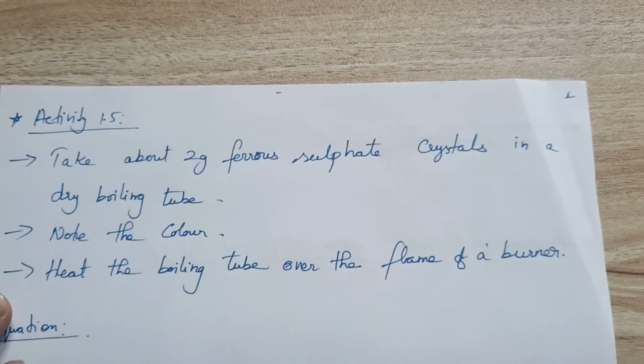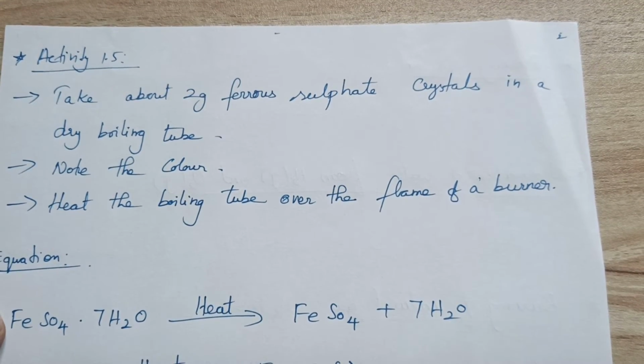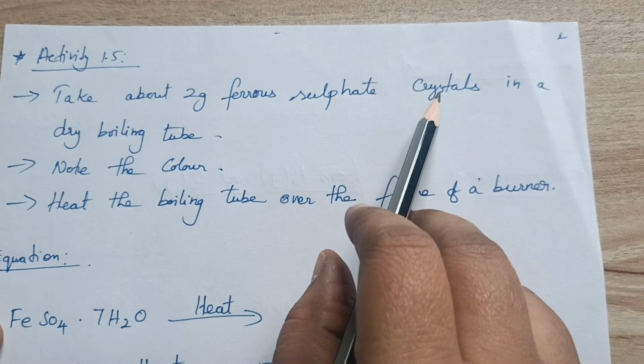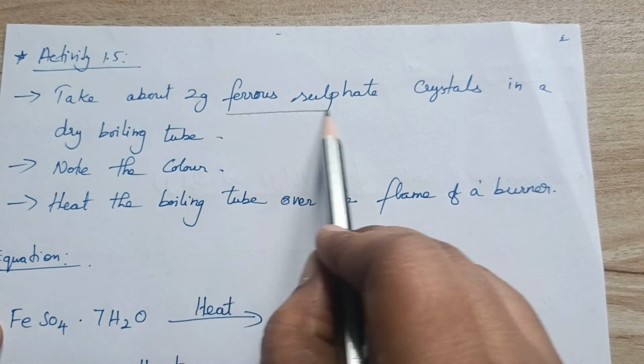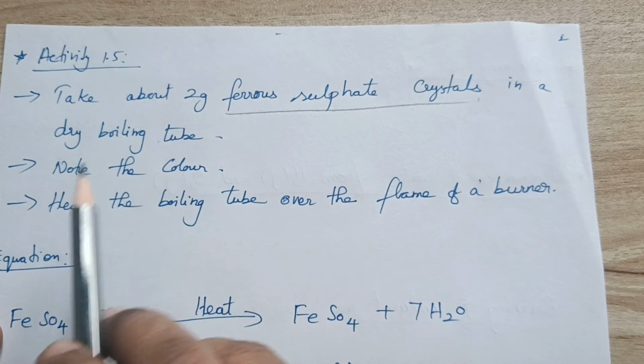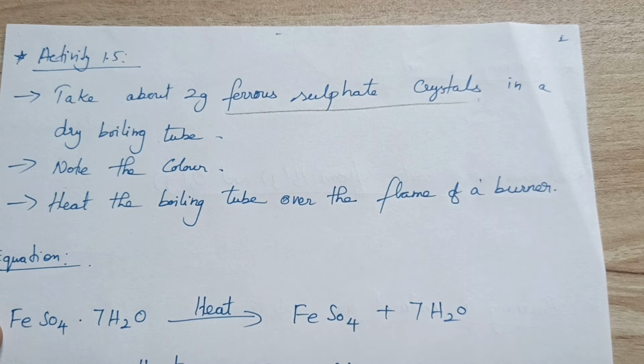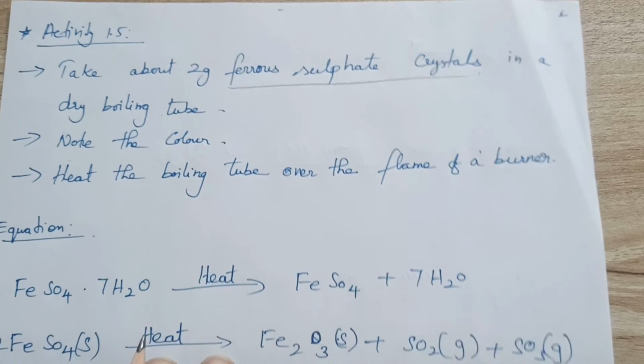Next, your Activity 1.5. So take about 2 grams of ferrous sulfate crystals in a dry boiling tube. Note the color. Heat the boiling tube over the flame of a burner. Okay, so first we'll write the equation.